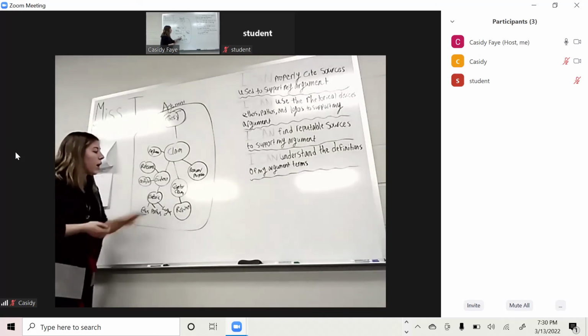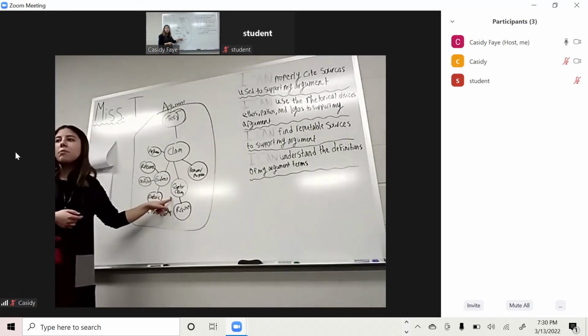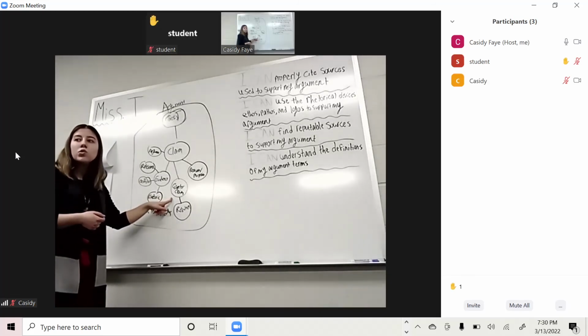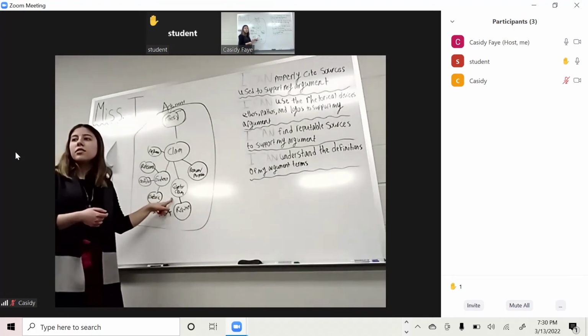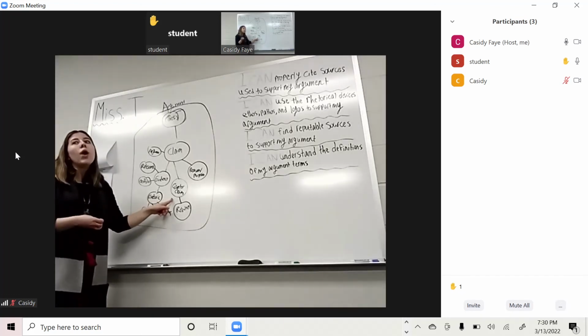So what could be a counterclaim? Does anybody have any ideas of what a counterclaim could be? Yes, Evan. That masks shouldn't be required. Okay, yeah, they shouldn't be required, but why shouldn't they be required?